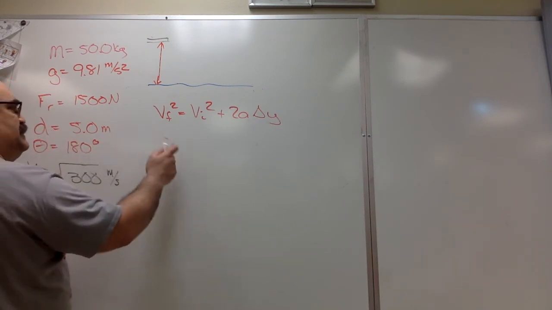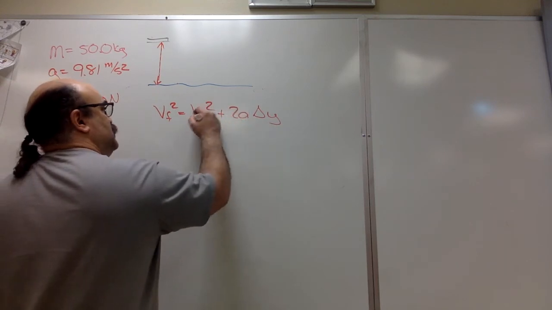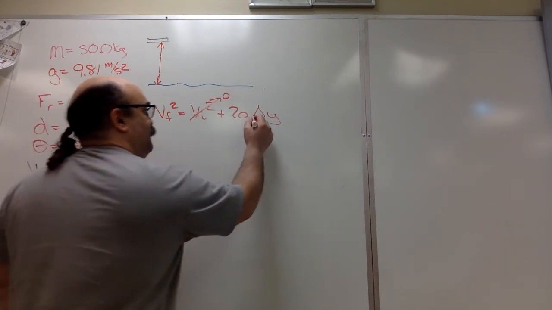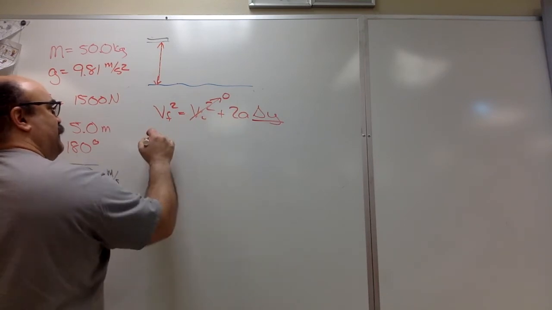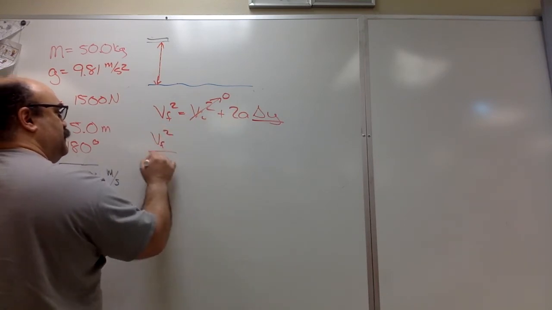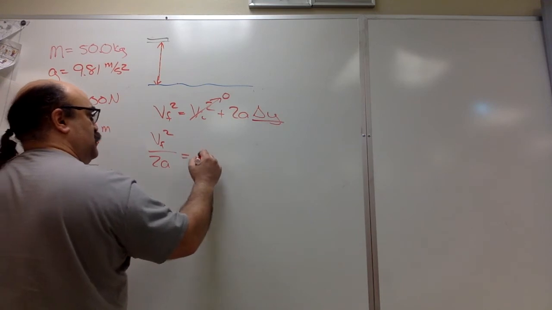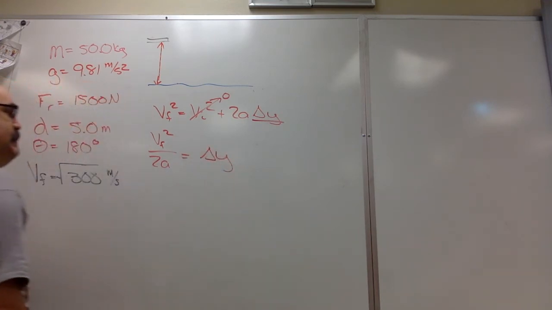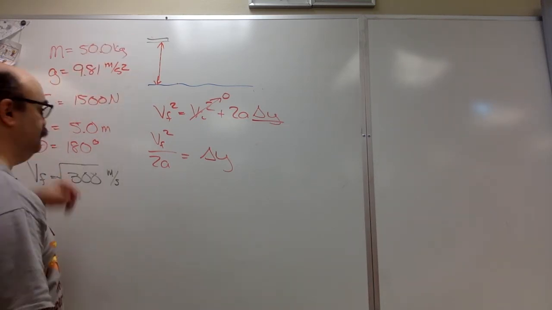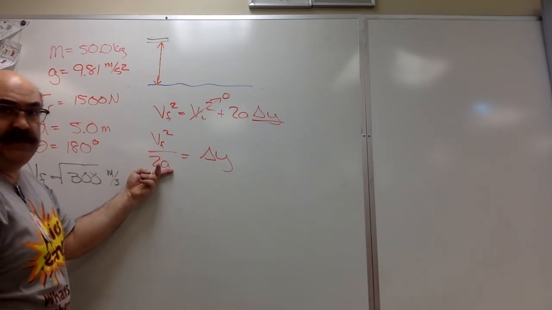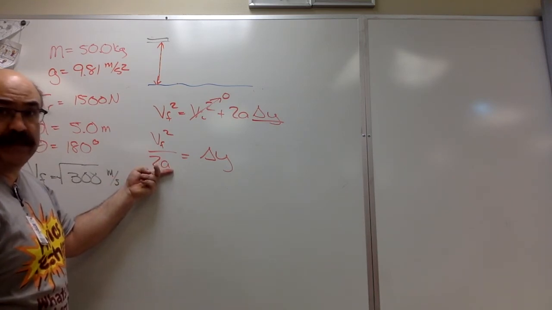Oddly enough, I can put this in. What do we know about this? We know this is 0. What do we want to find? We want to find delta y. Well, we have the fact that v sub f squared over 2a must equal delta y. Again, let's say the downward velocity in this case is positive. That means our acceleration due to gravity is positive if we pick it down.